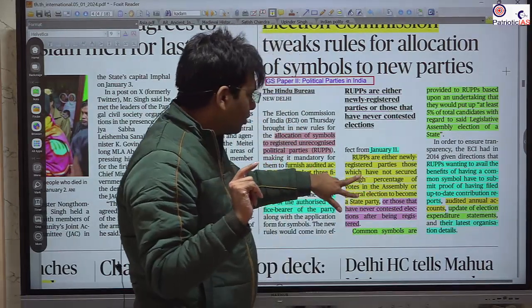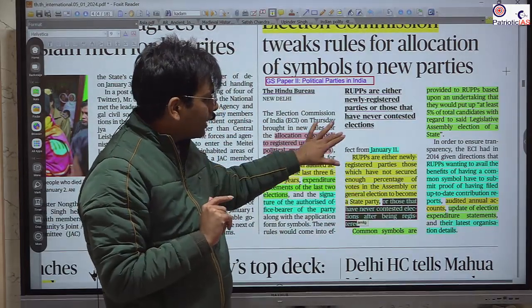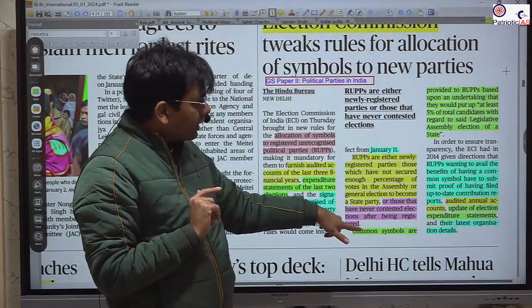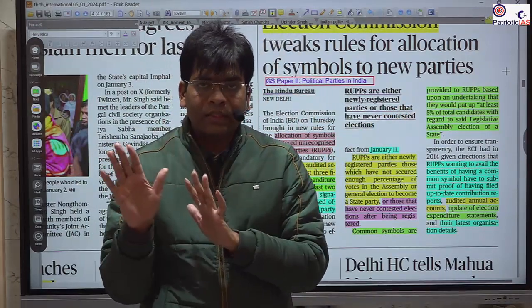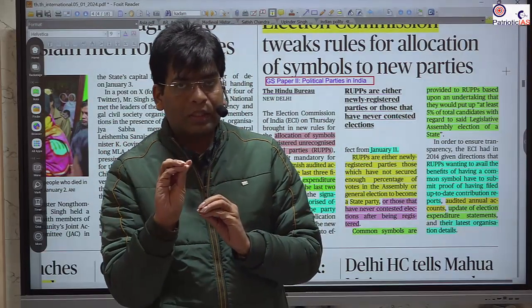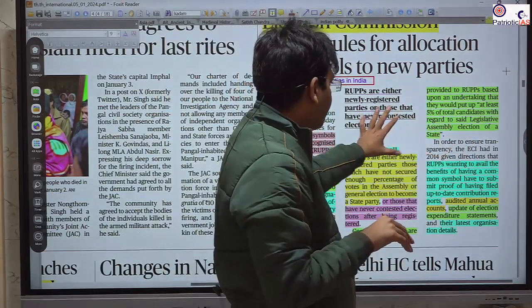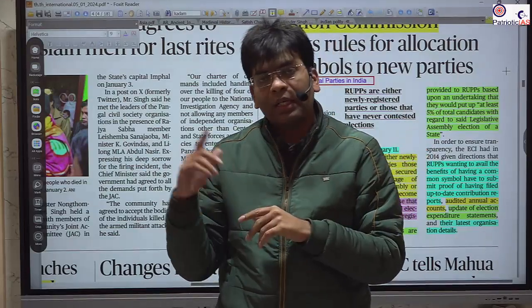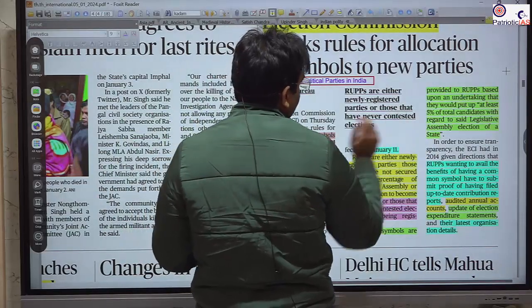If UPSC gives two options, you will be confused with this option, so you should be careful about that. One more thing is that they need to contest at least 5% of the seats, that is, 5% of the candidates with regard to the state legislative assembly election.